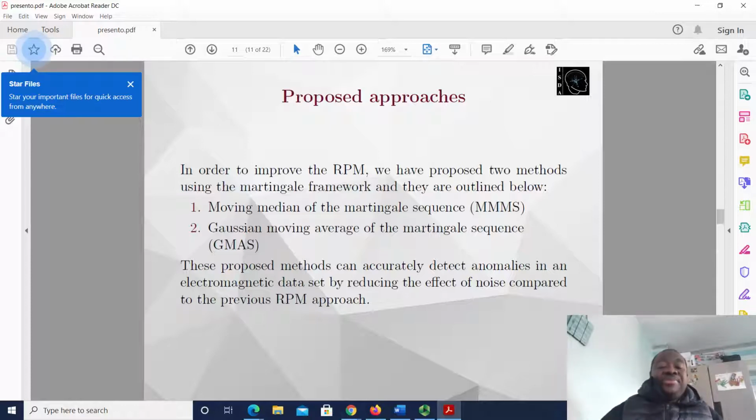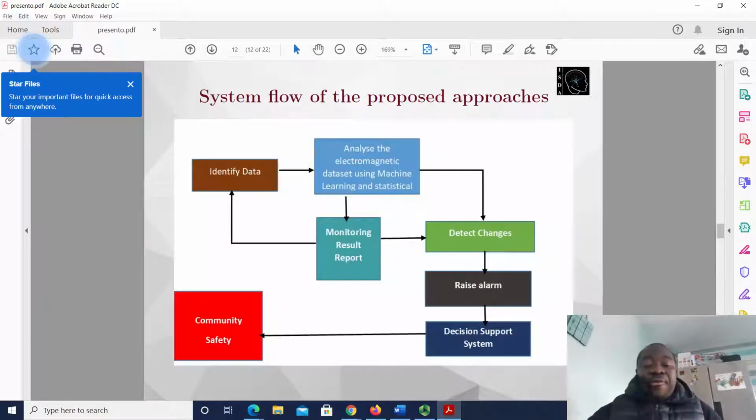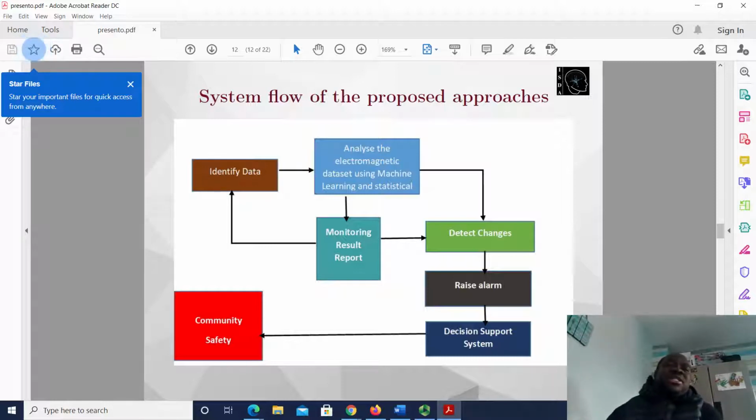in the dataset. Now, this is our system flow. We identify data, we analyze this electromagnetic data using machine learning and statistical models, we detect changes, we raise an alarm, then to the decision support system and community safety. So basically, our algorithm is to identify abnormalities in terrestrial datasets and to send that information to a decision support center for community safety. An example is an earthquake.